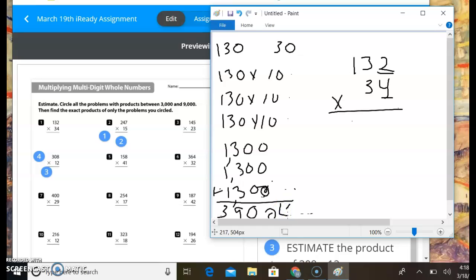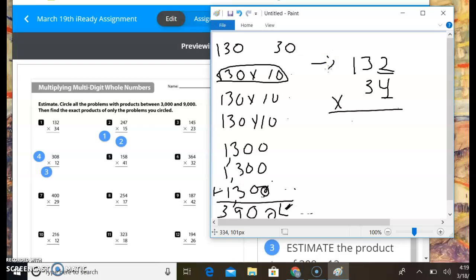Now, the 2 and the 4, we went with smaller numbers. And because we went with smaller numbers, 130 versus 132, and 10 versus 14 or 34, we know that this number is going to be smaller. Okay, so let's go ahead and look at solving that problem.